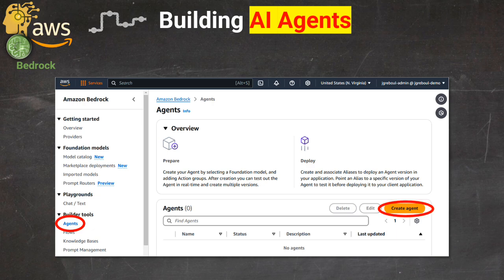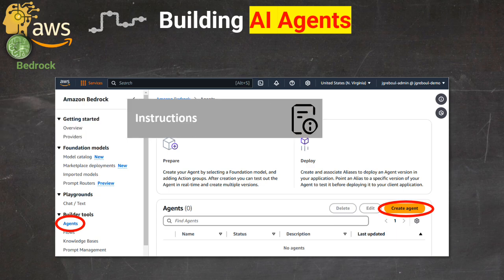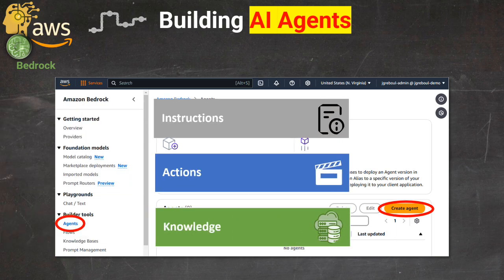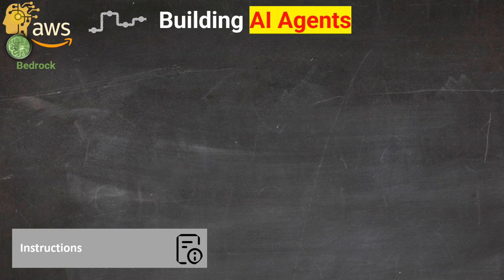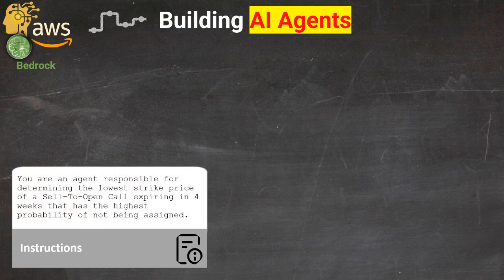Agent. Next, you'll need to equip your agent with clear instructions about its tasks and the tools it requires to act, drawing from a knowledge database. As mentioned, our agent needs clear instructions. To narrow down our use case, let's say that we want our agent to assist us with placing covered calls, and more specifically, with identifying the lowest strike price for a sell to open call expiring in 4 weeks, with the highest probability of never being assigned.